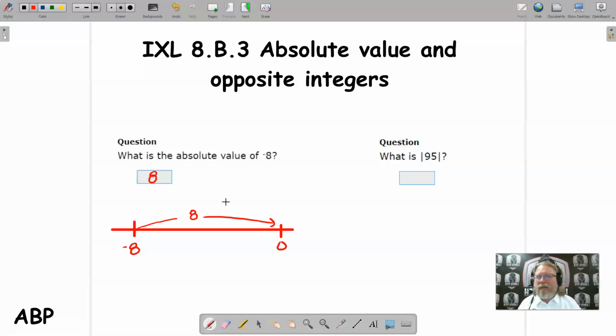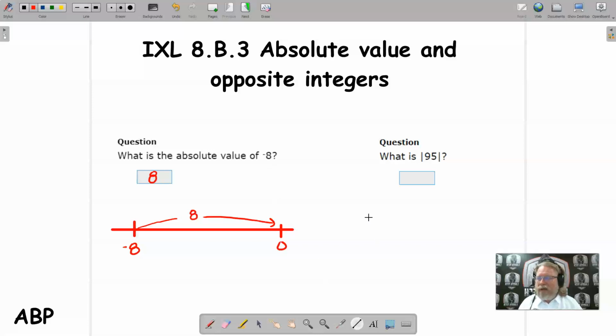Remember, distance can't be negative, so it's always going to be a positive number. The shortcut is that it's just whatever the number is without a negative sign. If it's positive, it stays positive. And if it's negative, then it becomes positive because, well, distance is always positive.